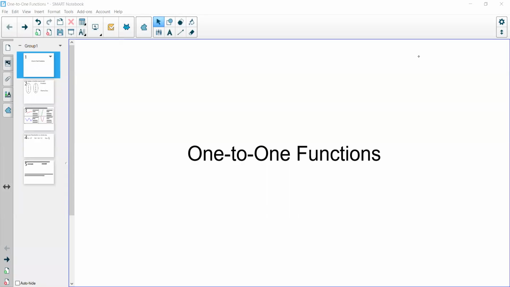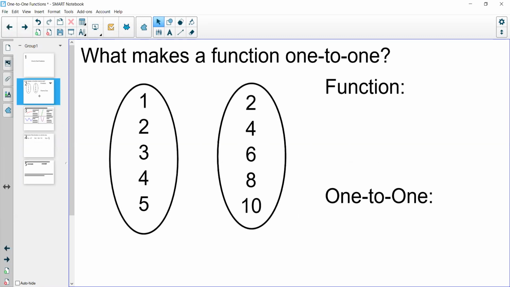Hi, this is Mrs. Kidman, and in this video, we are going to be discussing one-to-one functions. So what are one-to-one functions? Well, let's start by talking about what makes something a function. In order for something to be a function, it has to pass something that we call the vertical line test.